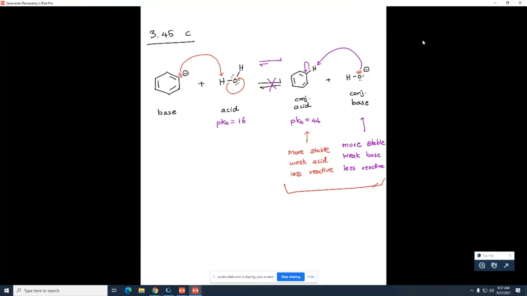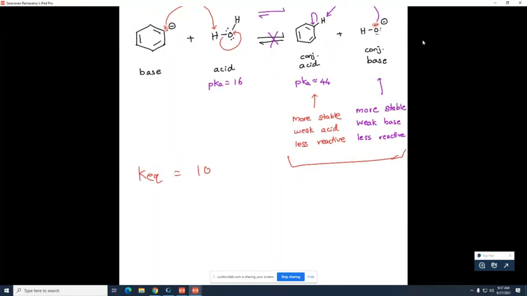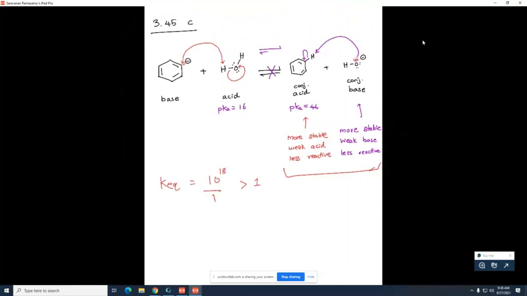And if you're asked how much, then you would calculate the Keq. I guess the Keq should be 10 to the power positive 18. That's greater than 1. Okay, it's a good forward reaction.